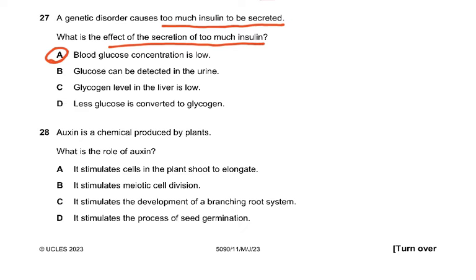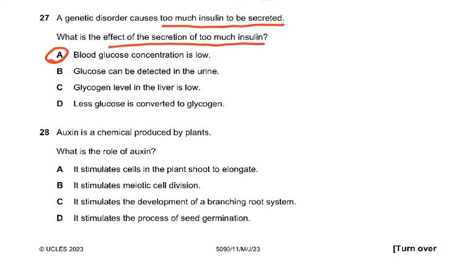Now, the question is, why is B wrong? Glucose can be detected in the urine. Why would glucose be detected in the urine? Glucose is only detected in the urine when the blood glucose level is very high, and no insulin is being produced. Glycogen in the liver is low? Why? Because too much insulin is being produced, so more glucose is being converted to glycogen all the time. That is why your blood glucose is very low. Less glucose is converted to glycogen? No, the insulin results in the conversion of glucose to glycogen. So if you knew the insulin story, then you could probably do this question.